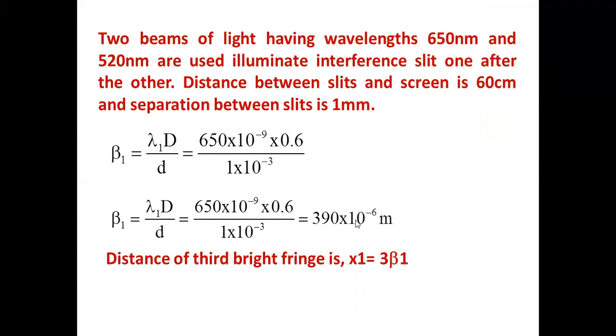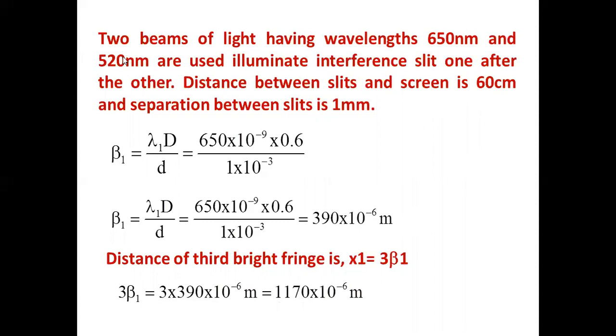Now, distance of the third bright fringe, what you have to do? 3 beta, isn't it? Distance of the third bright fringe due to 650 nanometer. 3 beta, 3 into 390 micrometers. That is 1170 micrometer. That is the distance of the third bright fringe from the central bright fringe. 1170 micrometers, that is for 650 nanometer.